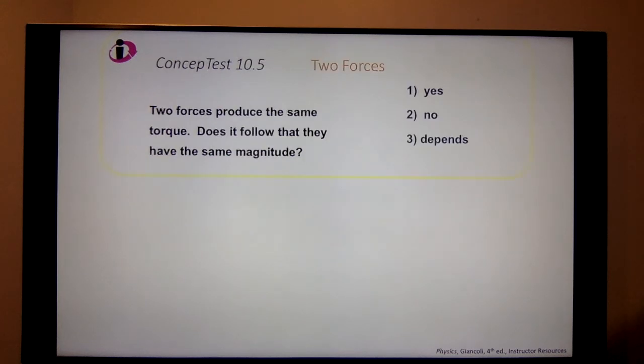Okay. Next one, two forces produce the same torque. Does it follow that the forces have the same magnitude? Well, no, because R perp could be different.